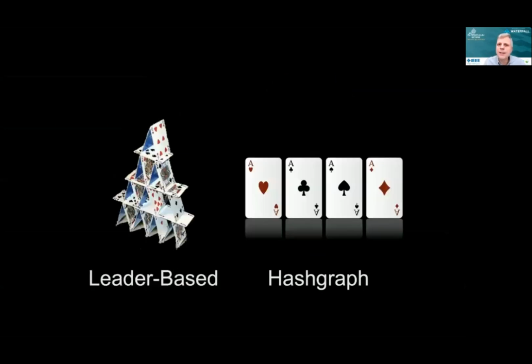And so for a leader-based system, it's like a house of cards. If you can knock out just one card, you can knock down the entire structure. Same thing in a leader-based system. If you can shut down one, you shut down everybody. But in Hashgraph, you don't. It's just like having all the aces on the table. And if somebody takes away one card, that's unfortunate, but the others are still there. It's just fine. So this is the difference.